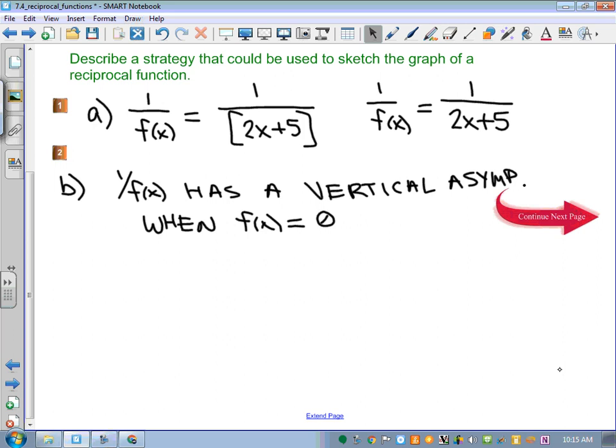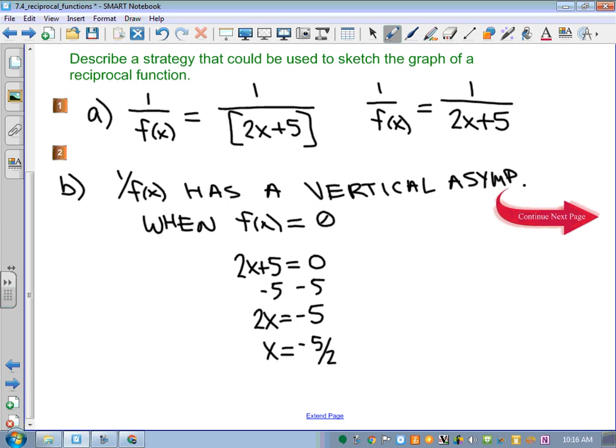If f of x is equal to 0, then 2x plus 5 is equal to 0. When I subtract the 5 from both sides, I get that 2x is equal to negative 5. That means that x is equal to negative 5 over 2. Now, what's very important is that is not a point. That is a vertical asymptote. And what that looks like on a curve, I'll just put what that's equal to.